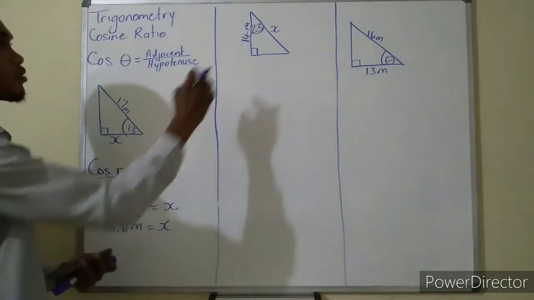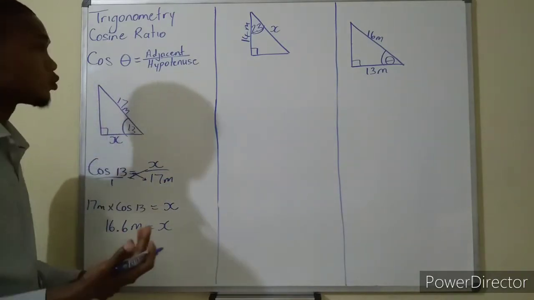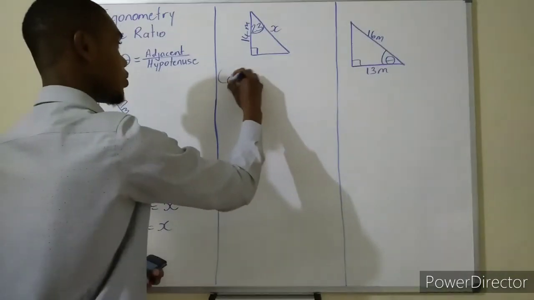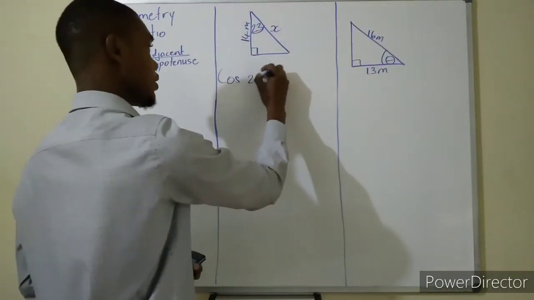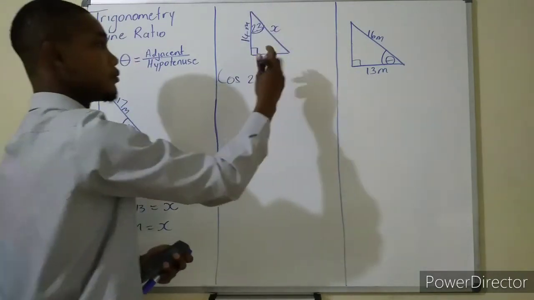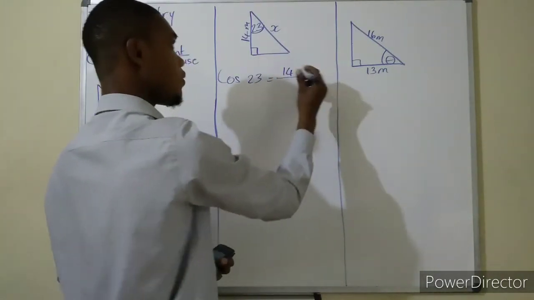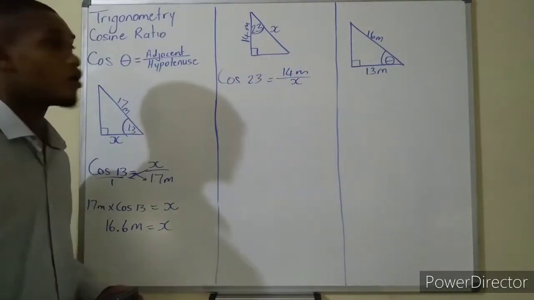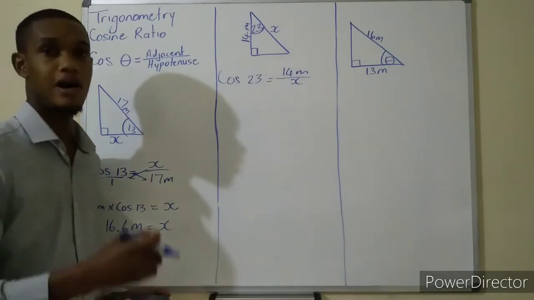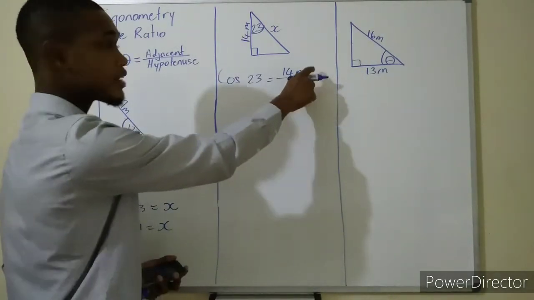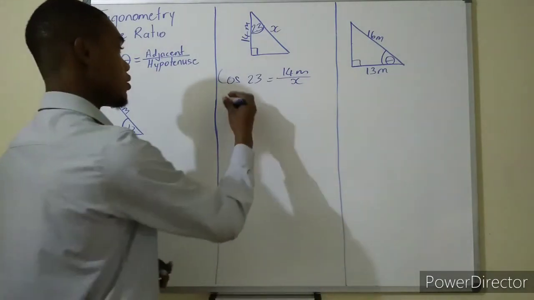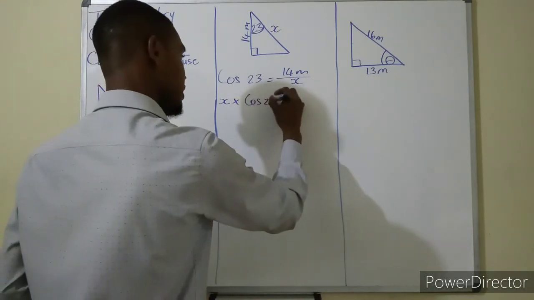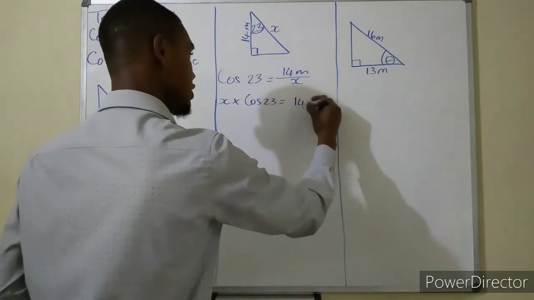Now, another question involving the cos theta rule. Look at the sides. So the adjacent, we are filling them out. So cos, you're putting your angle, 23, equal to adjacent 14 meters over hypotenuse x. Now you want to find the value of your hypotenuse. So always remember to fill the values in accordingly. It's always your adjacent side being divided by your hypotenuse.